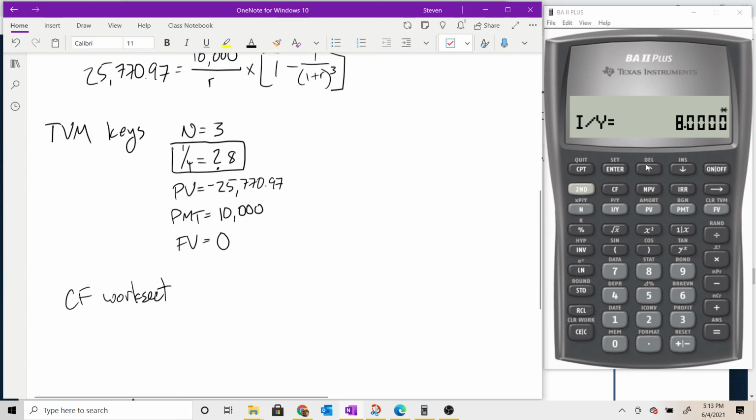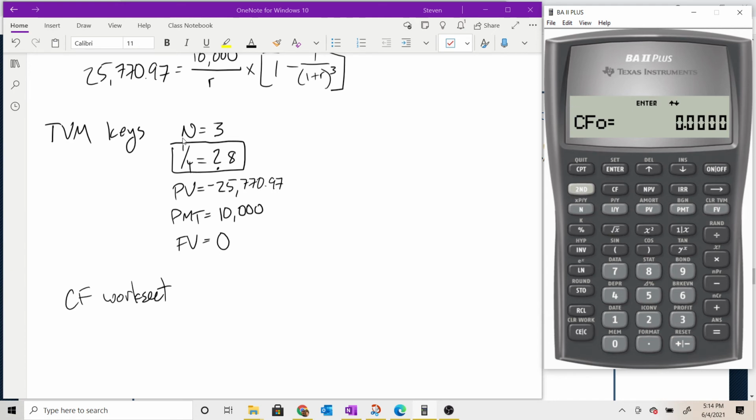And with the cash flow worksheet, the way we get into it is by pressing the CF key. This is a memory function, just like the time value money keys. So we want to start out by clearing it and zeroing everything out. The way we clear out the cash flow worksheet is by hitting second and clear work, on the bottom left.